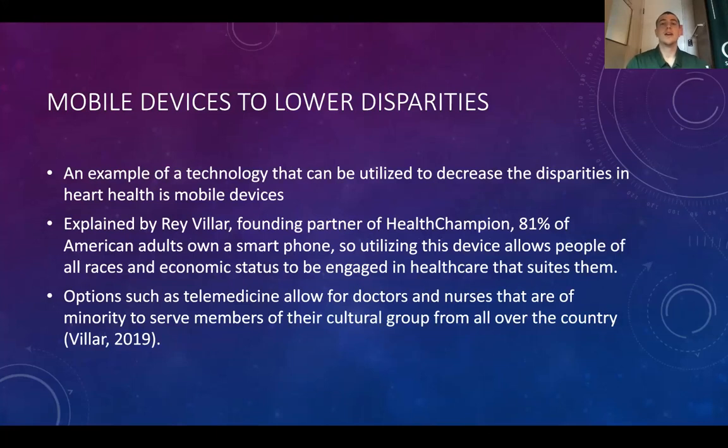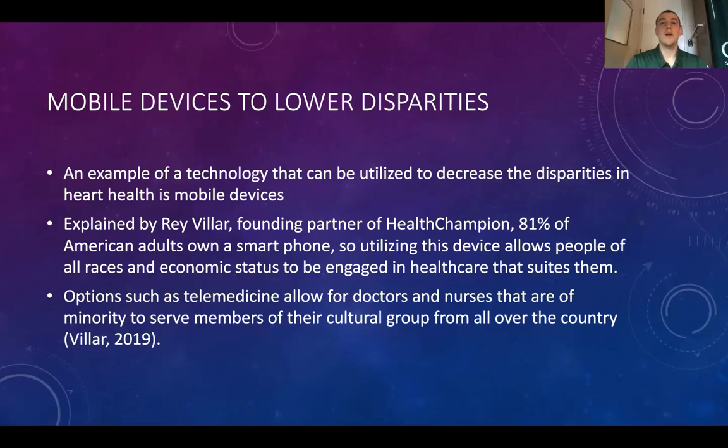Now, in shedding light on a technology, I wanted to look at something that would work to lower the disparities that I've spoken about. And I felt that utilizing a mobile device as a tool would be best to bridge this gap between people of a lower socioeconomic status and above. As explained by Ray VR, founder of Health Champion, 81% of American adults own a smartphone. So utilizing a device like this allows a level playing field for individuals to receive quality healthcare.